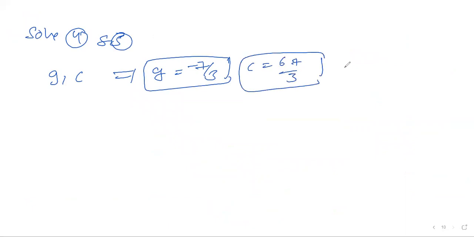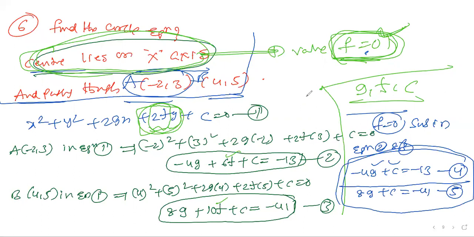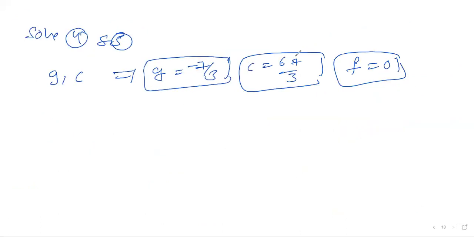The value of f we already know is 0. Clear? Because this f value, they mention the center lies on the x-axis, so the y component is 0, and therefore f is equal to 0. So these f terms go to nullify, and the equations simplify into 4g plus c, 8g plus c. So it becomes very simple. 2 equations, 2 variables. After you get g, f, c, framing the equation is very simple.